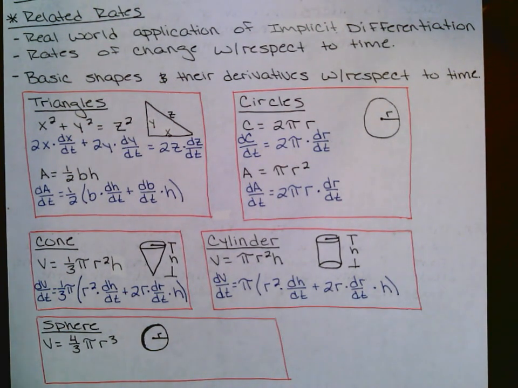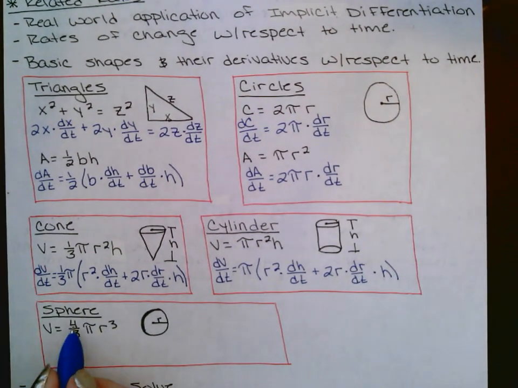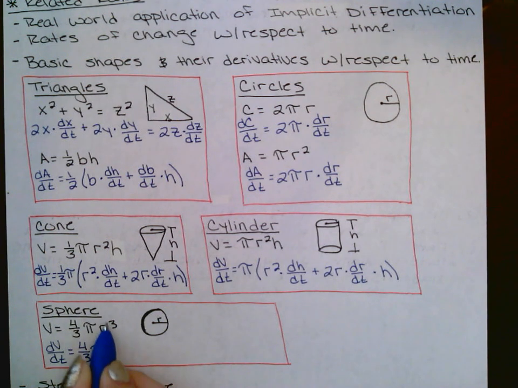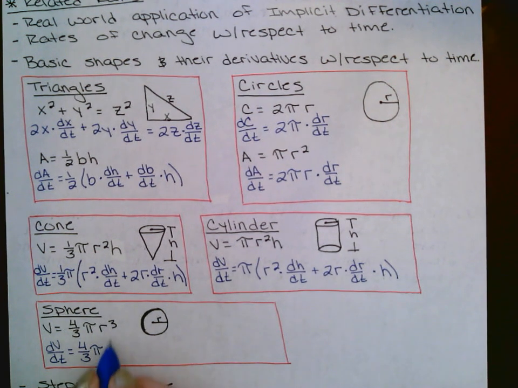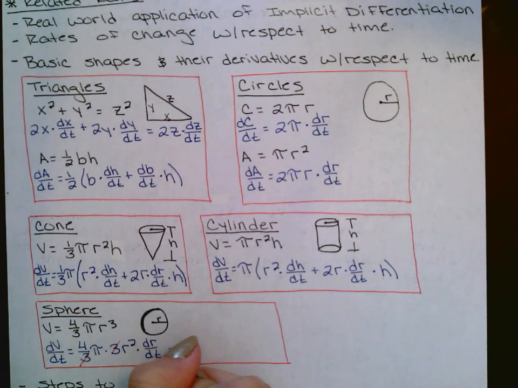All right? And then our last one, sphere. This 4 over 3 pi is a coefficient, so be careful with that, okay? Derivative of volume with respect to time, dV dt equals, bring down your coefficient. And then here I'm going to do power rule. So I'm going to say 3r squared with implicit dr dt. Okay, and I'm going to take this one a step further because these 3's cancel out. And then I'm just going to rewrite it.